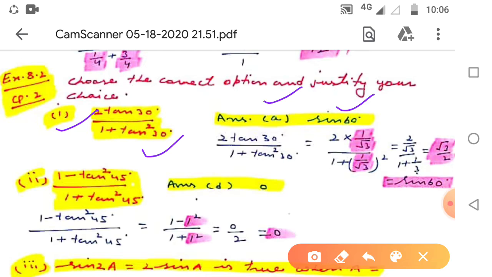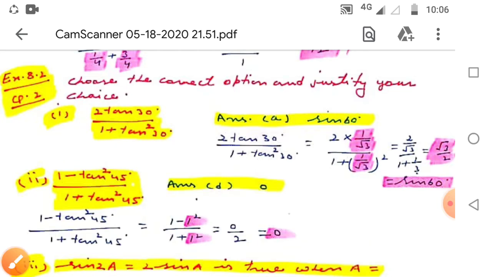Now second part, (1 minus tan² 45) upon (1 plus tan² 45). So the value of tan 45 is 1 here, so 1 minus 1 squared upon 1 plus 1 squared is 0 upon 2, which is 0. Clear? So the value is D, which is 0 here.